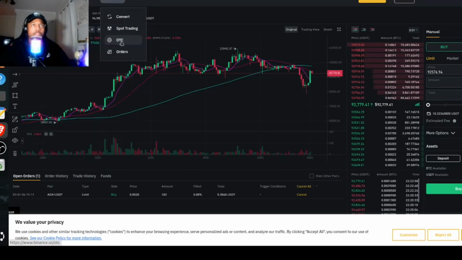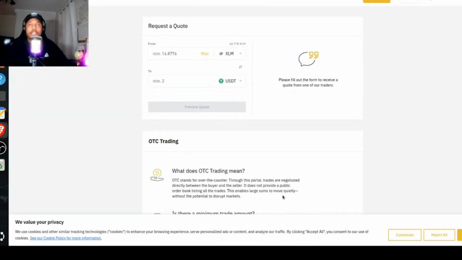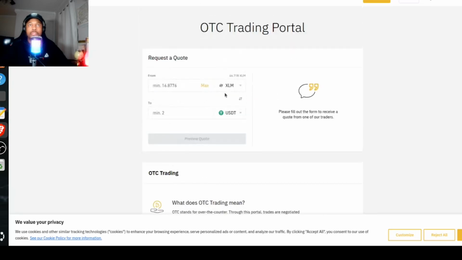So that's trading. Let's see over the counter, and it says trades are negotiated directly between the buyer and the seller. So this is basically, if I want to sell my XLM on here, I post the price, and if somebody else who's on the Binance platform sees it, they can just buy it from me. They don't have to buy it from the exchange. I could set my own prices. Okay. So let's see, for instance, I'll sell it for $1,000. It won't let me go that high. $200. Now obviously that's a ridiculous price because it's not up that much.